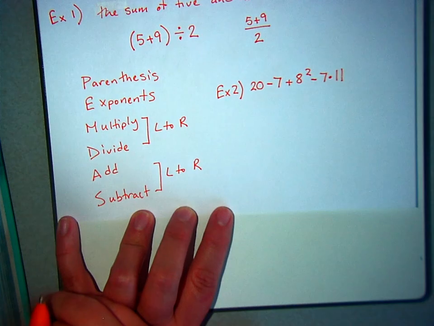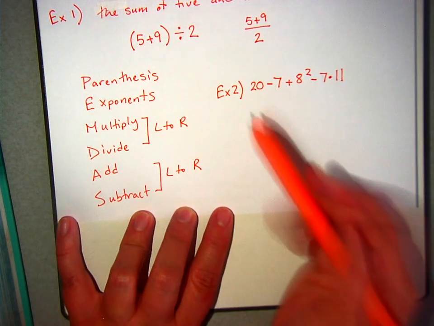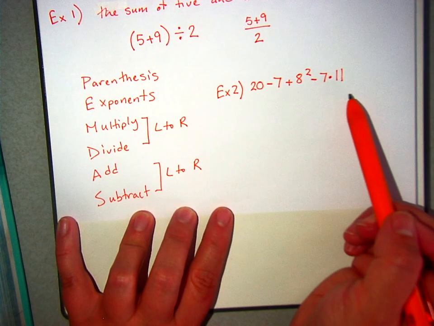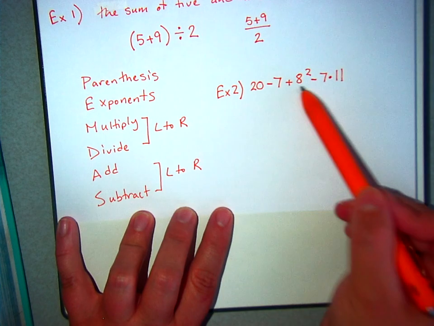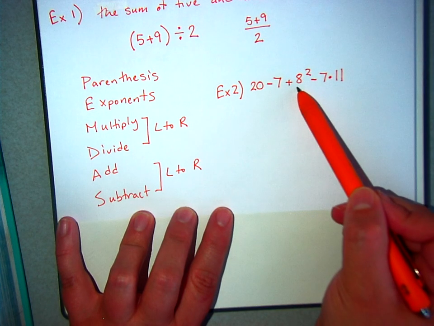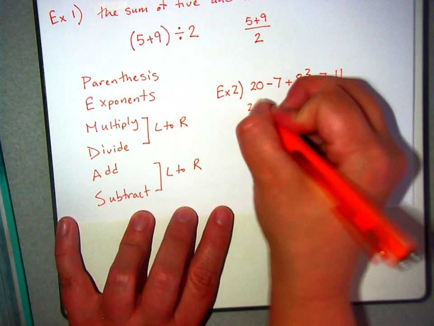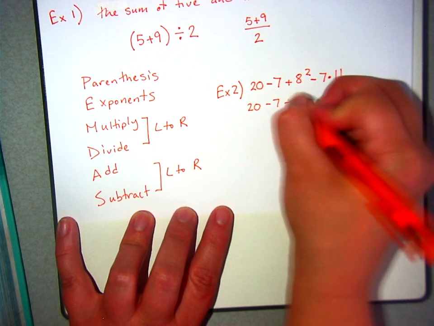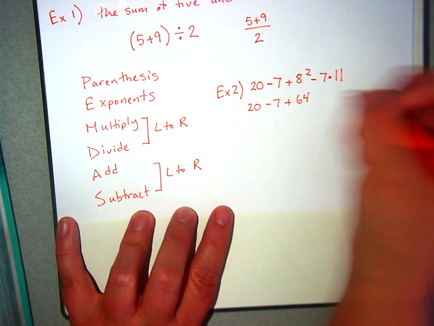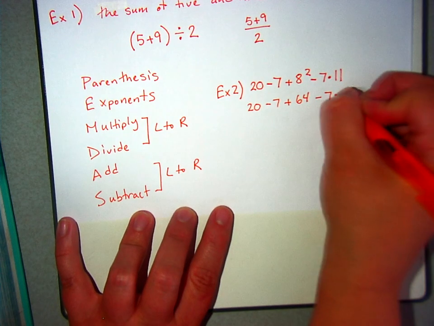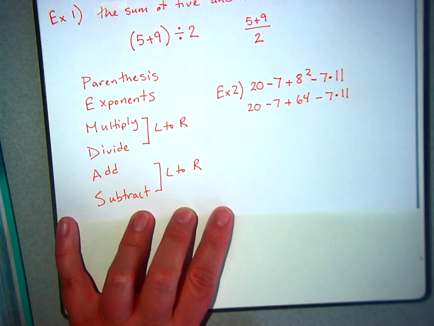Okay, I'm going to talk through this one with you guys. There's no parentheses. Agreed? Exponents, that's 8 squared. What does 8 squared mean? 8 times itself, right? So it'd be 8 times 8, which is 64. Everybody write down 64. It's a common mistake to say that that's 16 because you kind of want to just multiply them, but you can't do that.